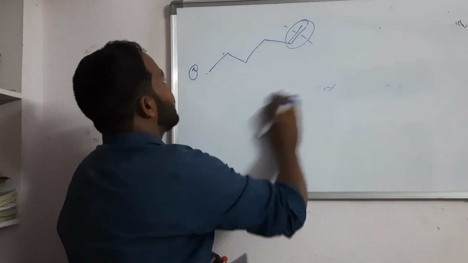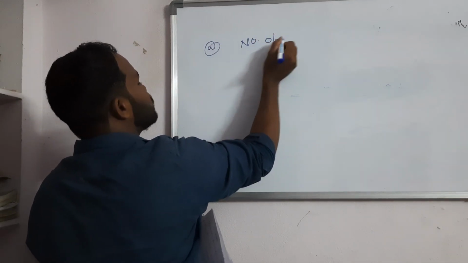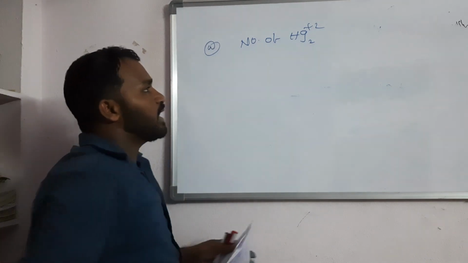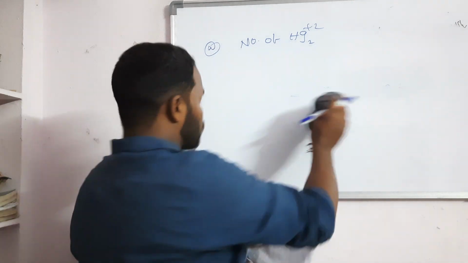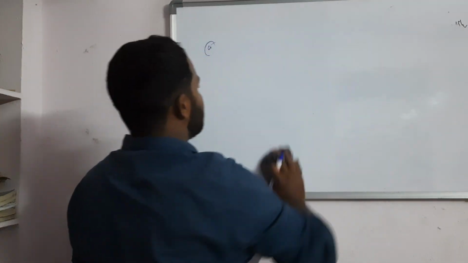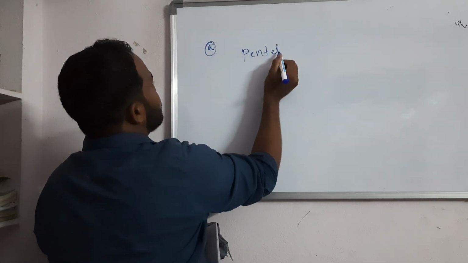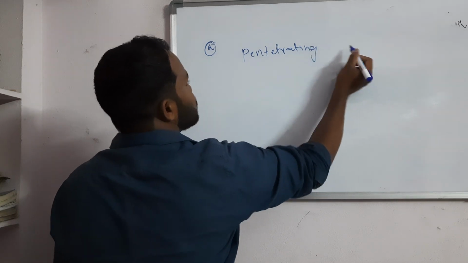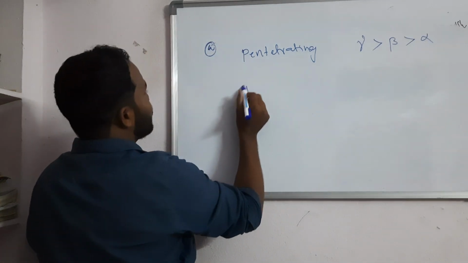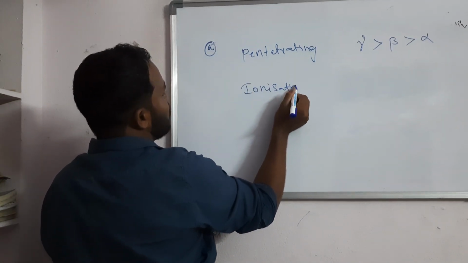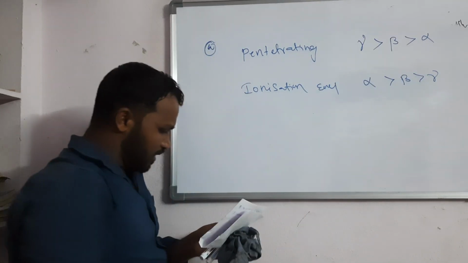And one more question they asked is the number of, that is, Hg2 plus 2 bond order, and also the orbitals involved in that. And one more question from nuclear chemistry they asked, penetrating power. They gave options directly, but I am saying gamma is greater than beta is greater than alpha. And ionization energy for this order, alpha, beta, is just the reverse of the order, right?